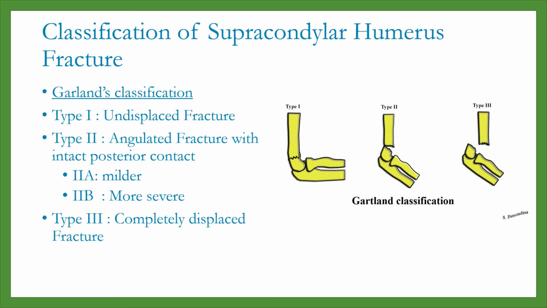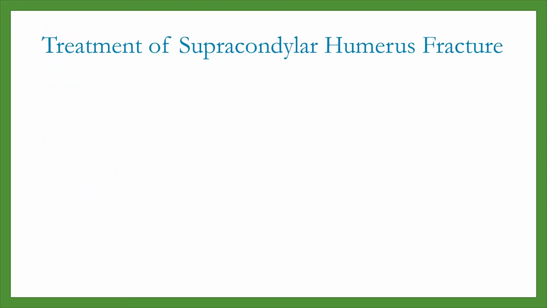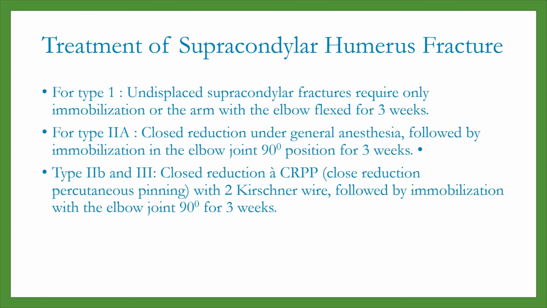Treatment of supracondylar humerus fracture. For type 1, undisplaced supracondylar fractures require only immobilization of the arm with the elbow flexed for 3 weeks. For type 2A, closed reduction under general anesthesia followed by immobilization with the elbow joint in 90-degree position for 3 weeks. Type 2B and 3, closed reduction and percutaneous pinning, CRPP, with 2 Kirschner wires followed by immobilization with the elbow joint in 90-degree position for 3 weeks.